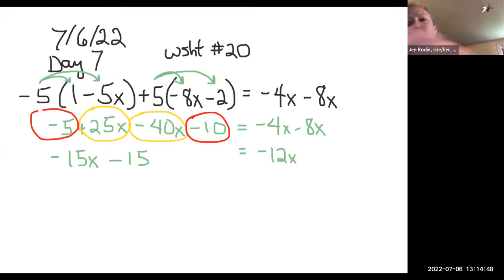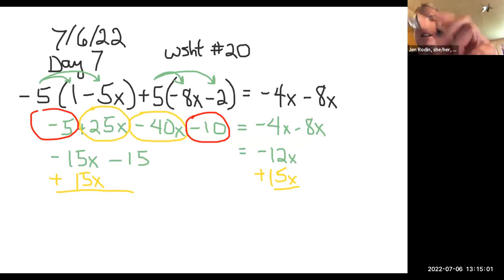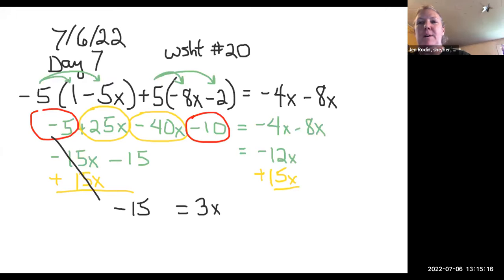Now let's see what we can do. Well, we might as well add 15x to both sides. We could have added 12x to both sides also. We want to get the x's together. Never a good idea getting your x's together. No, I'm just kidding. But in algebra, yes, we get the x's together. These are going to zero out. So negative 15 equals a negative 12 and a positive 15. And now we're golden.